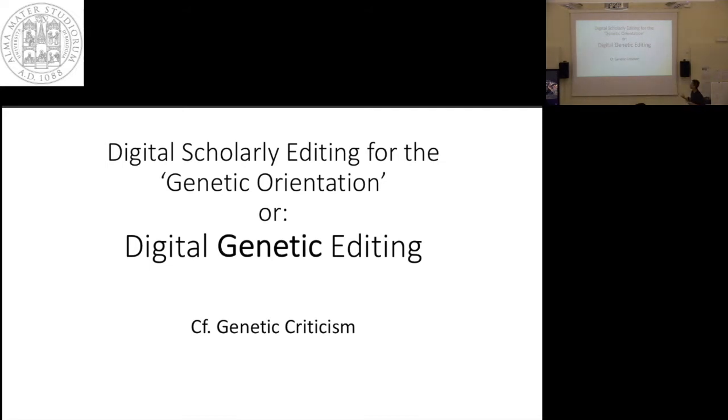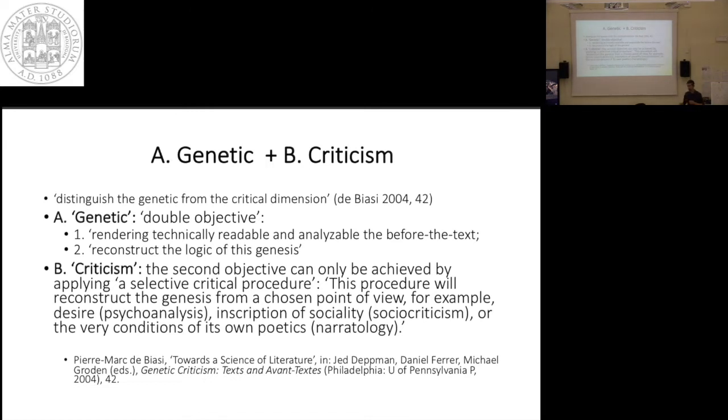So what I'm going to show you is a digital genetic edition, which is of course inspired by French genetic criticism. And genetic criticism, to define it very briefly, I'm using Pierre-Marc de Biasi, Towards a Science of Literature, and there's a paragraph where he defines genetic criticism rather concisely. He says you have genetic and you have criticism. So the first part, genetic, is actually the more technical part. It tries to render technically readable and analyzable the before the text, the avant-texte. Yeah? So basically, when you're dealing with manuscripts, it's tough to read. So your first job, basically, as an editor, is to make sure that other people will be able to read it. Yeah? So that's one part of it. And then you have to construct the logic of the genesis. Usually that means put the manuscripts in a chronological order.